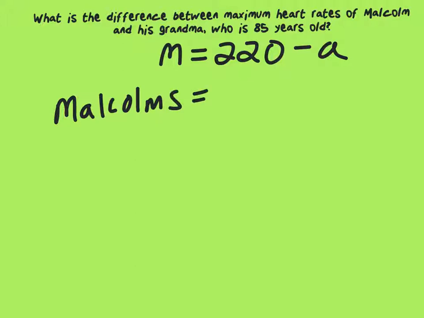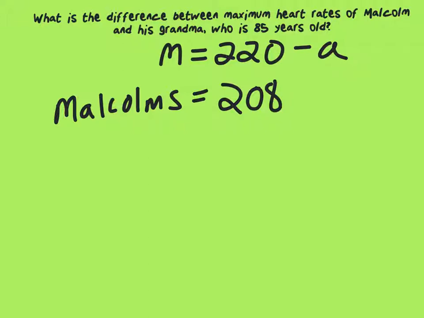was 208. So now all you have to do is find his grandma's maximum heart rate and then find the difference between those two. So pause it here, work it out, and unpause it when you think you have the answer. Okay, let's see what you did here.